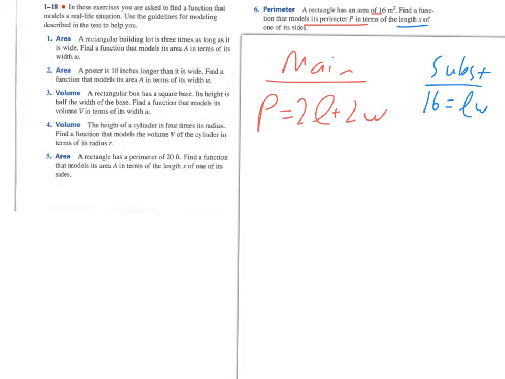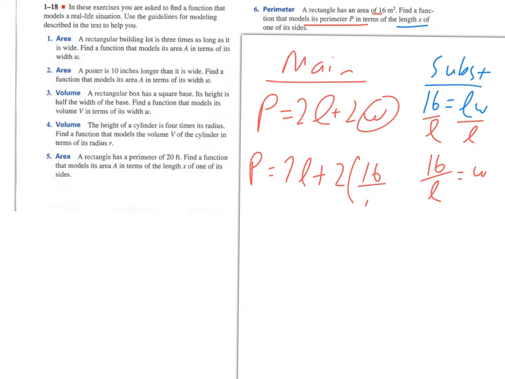So it doesn't really specify. So I can actually kind of isolate either one of these variables. I'll go ahead and isolate W, I guess. So it doesn't really matter. So 16 over L equals W. So I can swap that out here for W. So I get P equals 2L plus 2 times 16 over L. So then we could simplify that and say 2L plus 32 over L.